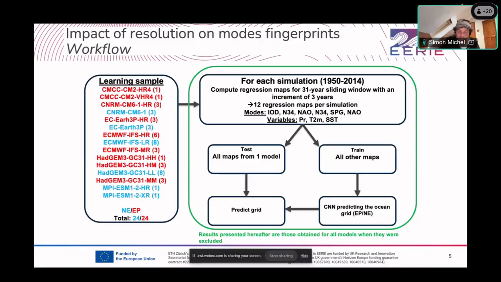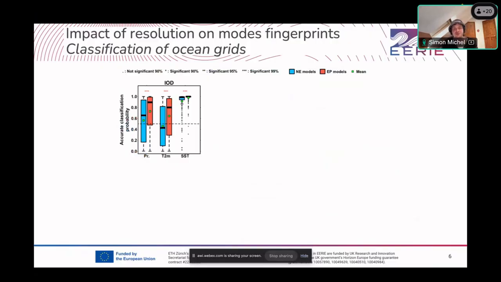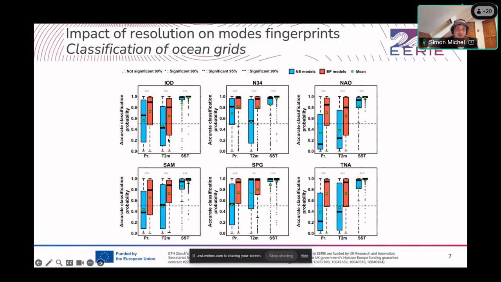For the moment, in the first place, we have done it only for the resolution of the ocean. The idea is that you exclude all the simulations of a model, and you train a convolutional network to scan a climate mode's fingerprint and tell the resolution of the model that generated it, for the ocean here. Here is an example for IOD. The red box plot is the probability of eddying models to be predicted as eddying models, and the blue is non-eddying models to be predicted as non-eddying models. You want both of them to be close to 1. In this case, we can see that eddy permitting models are better predicted as being eddy permitting models. And actually, this is true almost everywhere, notably for fingerprints of precipitation and temperature.